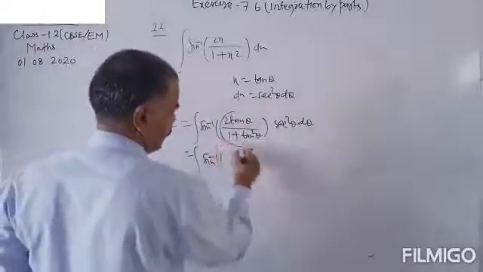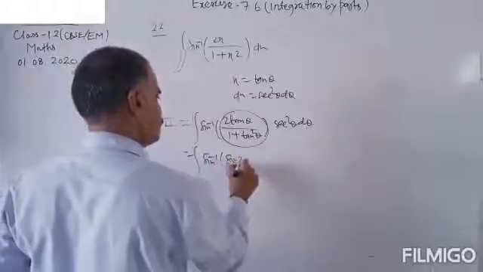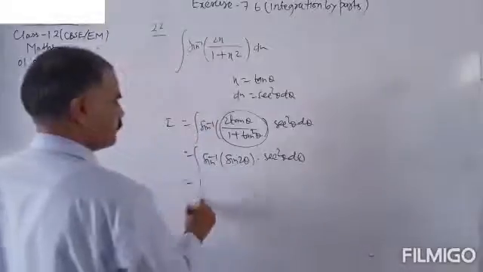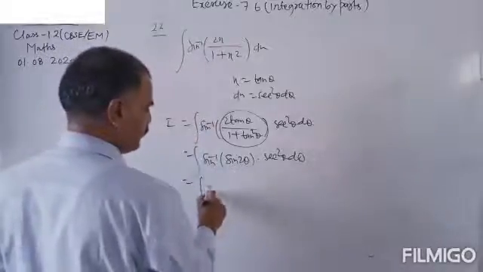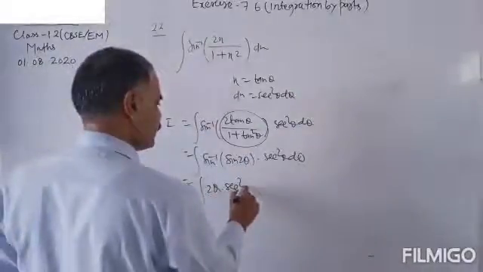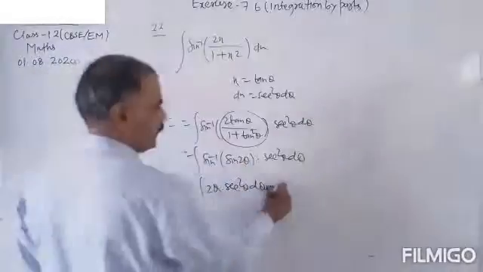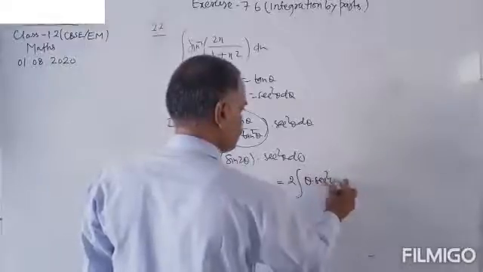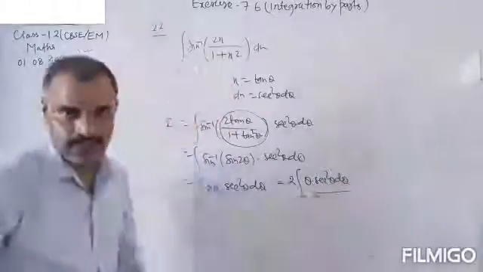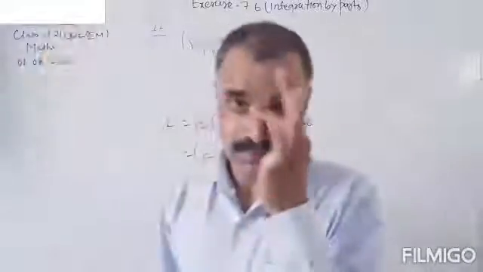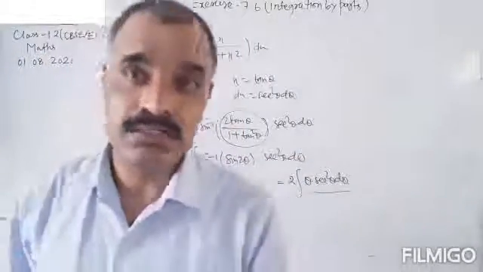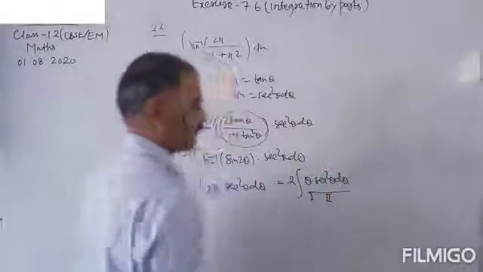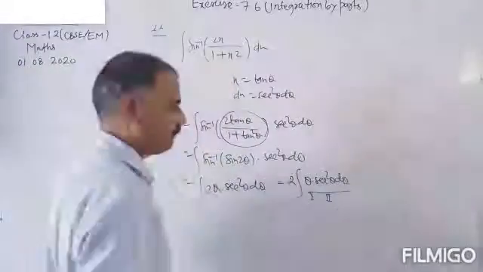This is the identity of sin 2 theta. So sin inverse of sin 2 theta times sec square theta d theta, and sin inverse and sin will cancel each other, giving 2 theta sec square theta d theta. So the integration is 2 integration of theta sec square theta d theta. Now the integration is converted into theta sec square theta. So this is the first function, this is the second function. Now integrating using by parts.